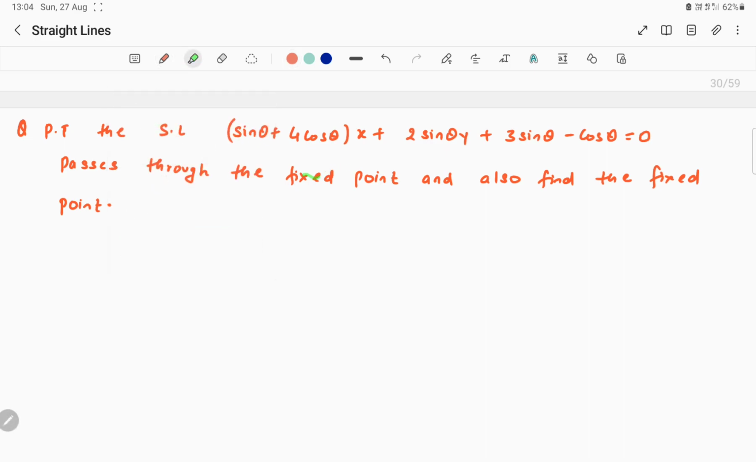So the moment I see "passes through the fixed point", this is a good enough hint for me. And now I will try to figure this out. I will try to separate this equation in the form of what? L1 plus lambda L2 equal to 0. Okay. So I can see everywhere sine theta and cos theta are there, isn't it? So I will try to couple the terms of sine theta and couple the terms of cos theta.